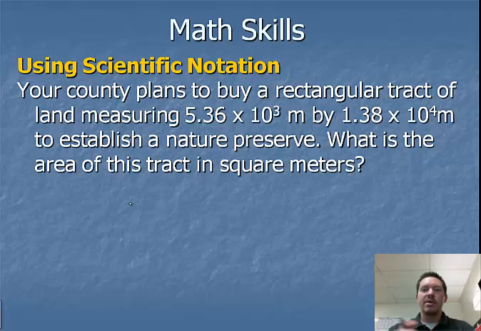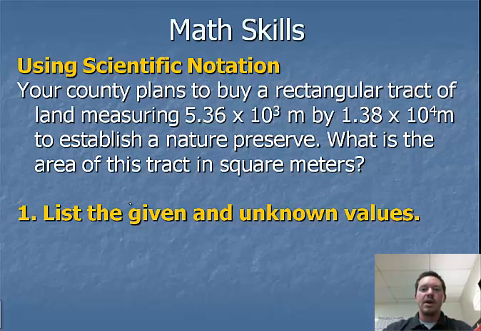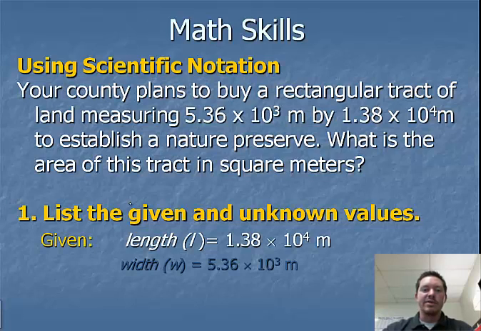Here's a problem that's presented here. Your county plans to buy a rectangular tract of land measuring 5.36 times 10 to the 3rd meters by 1.38 times 10 to the 4th meters to establish a nature preserve. So what's the area of this tract in square meters? We're going to list our given and unknown values. We're given the length is 1.38 times 10 to the 4th meters. Our width is 5.36 times 10 to the third meters. And we want to know area.